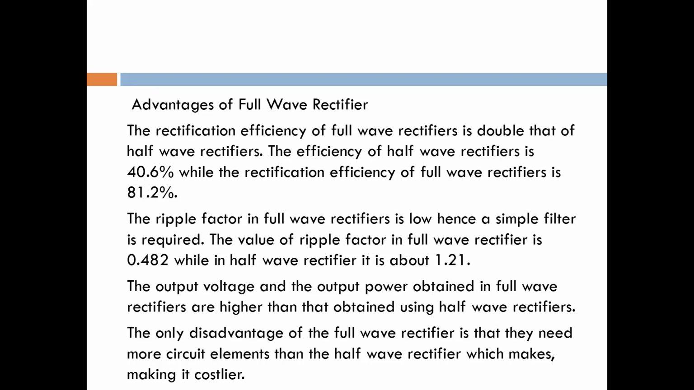The only disadvantage of the full wave rectifier circuit. Can anybody tell me what the disadvantage will be? Anybody can think? More elements are used as compared to the half wave rectifier circuit. In the half wave rectifier circuit, we use only one diode. In this case, we are using two diodes. In the half wave rectifier, we use a simple transformer, and in the full wave rectifier circuit, we use the center tap transformer, as in the diagram here.